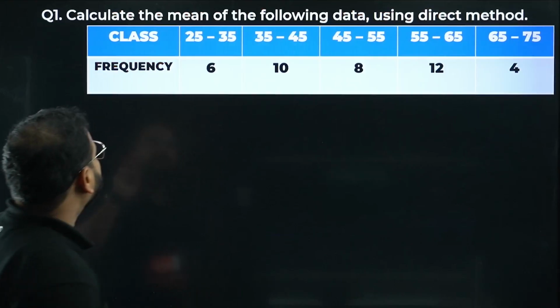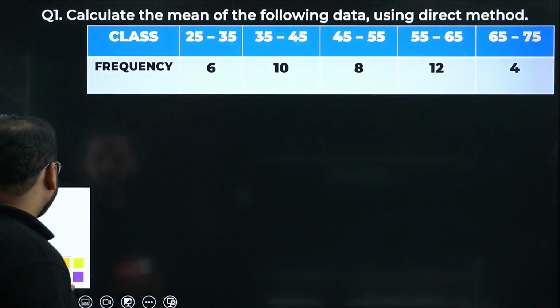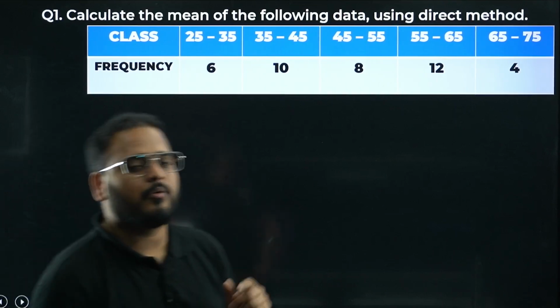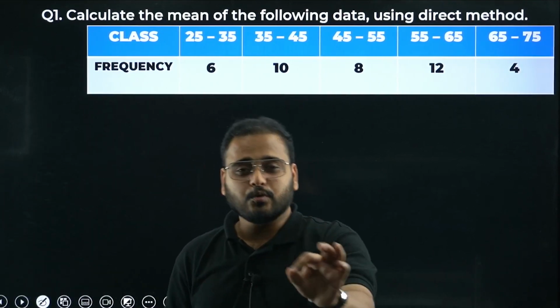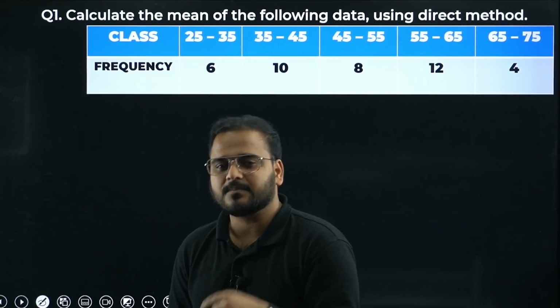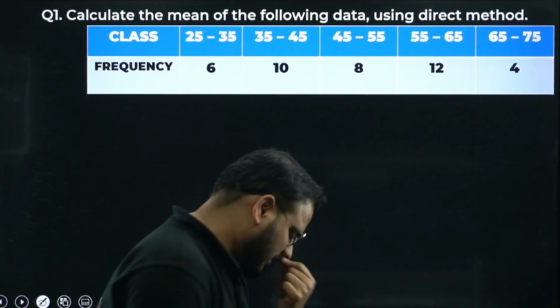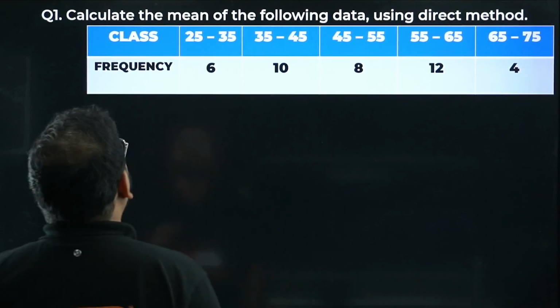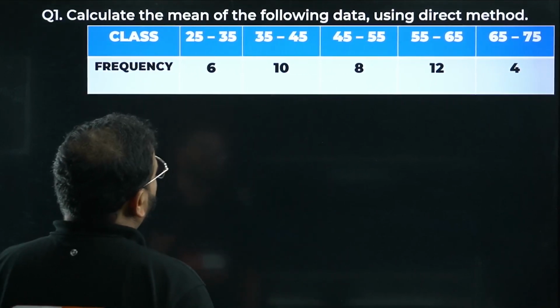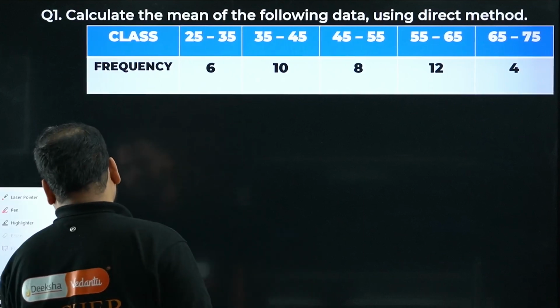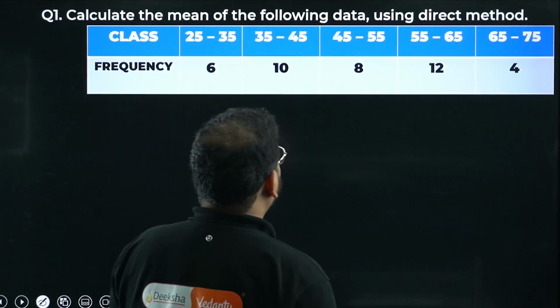So let's start with question number 1. I've taken 3 simple questions. Why simple questions? Because I want you to be able to apply the concepts that you have learned in the question. So let's have a look. Question number 1 for you. Calculate the mean of the following data using the direct method.